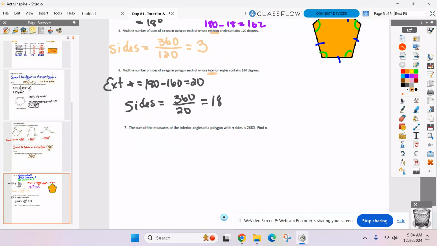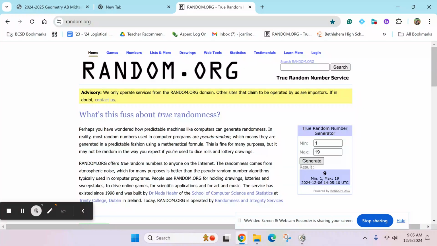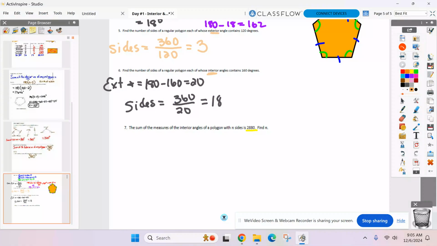The sum of the interior angles is 2,880. How many sides does it have? No guess and check. No trial and error. What is this number? I know it's 2,880. What is it representing in the problem again? 2,880 is the number of degrees in the polygon. Where in the polygon? Inside, right? That's the number of degrees inside the polygon.